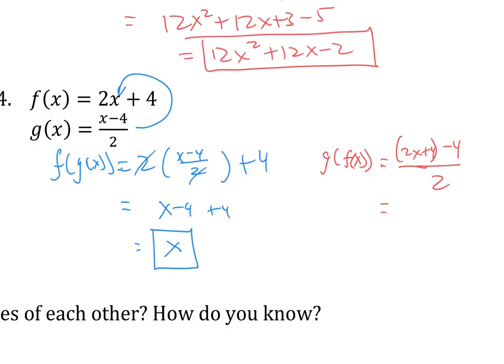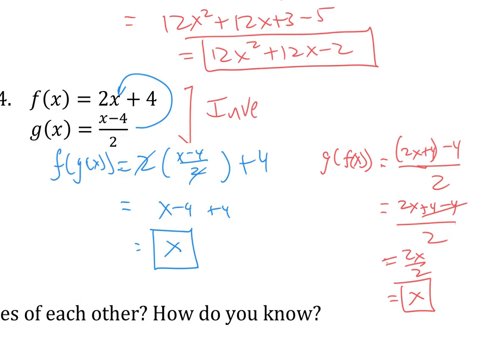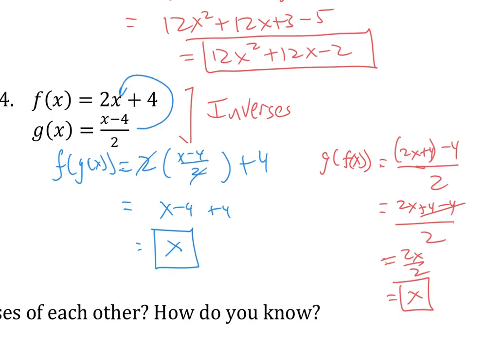And when we simplify this, 2x plus 4 minus 4, those just make... So we can erase these parentheses first of all, right? At least in our minds. So this is just, maybe I'll write it out. 2x plus 4 minus 4. And those just make 0. So we have 2x over 2, which is x. So these are inverses of each other. Inverses undo each other. When you compose inverses of functions, you get x. So they are inverses of each other.